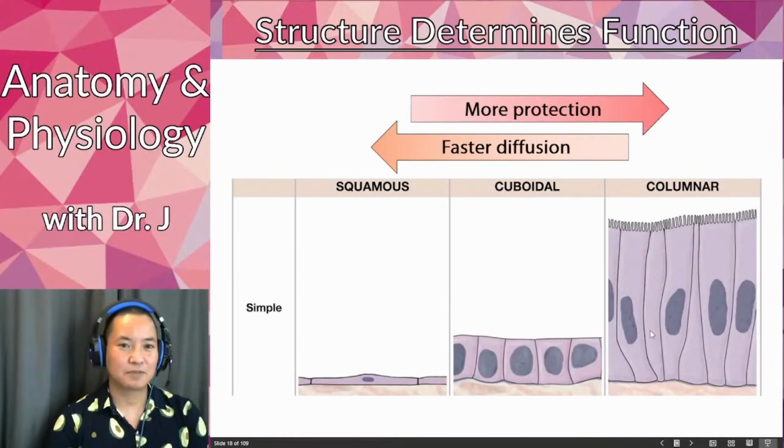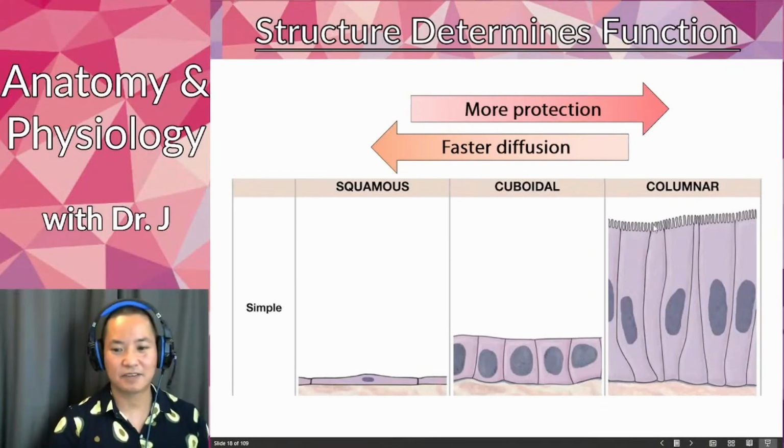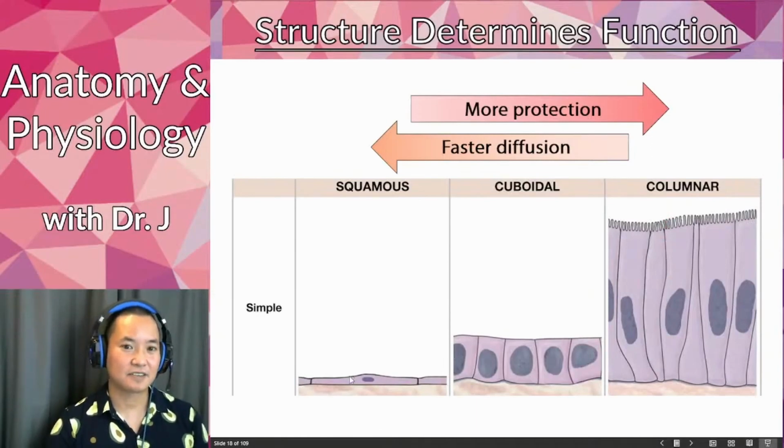But why would we want a delicate squamous cell? Well, if you have a gas molecule like carbon dioxide or oxygen, it's going to have an easier time diffusing across a smaller distance than it would have to travel all across this columnar cell. Same with water and other solids as well. If you have something like a sugar molecule or amino acid, it's easier to cross this than it is to cross here, diffuse all the way across the cell, and then diffuse out the other end.